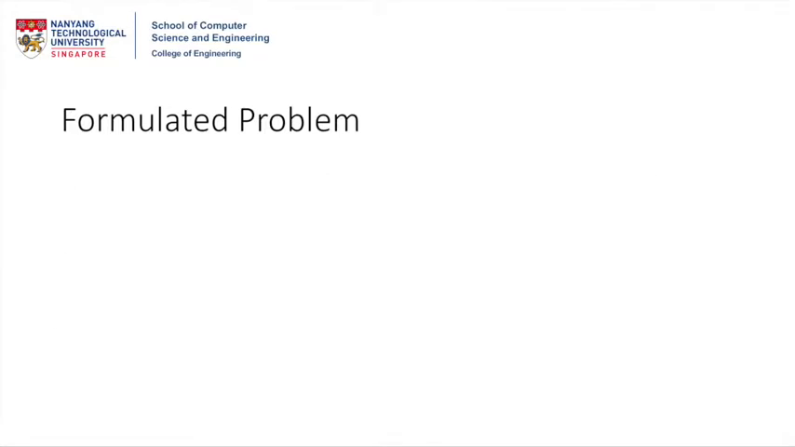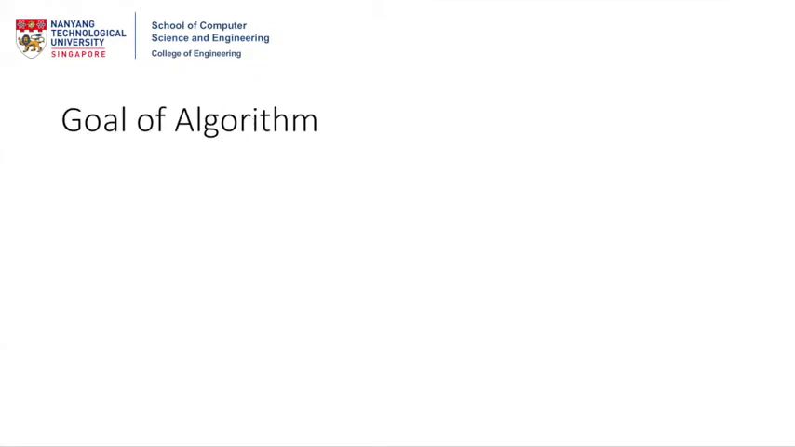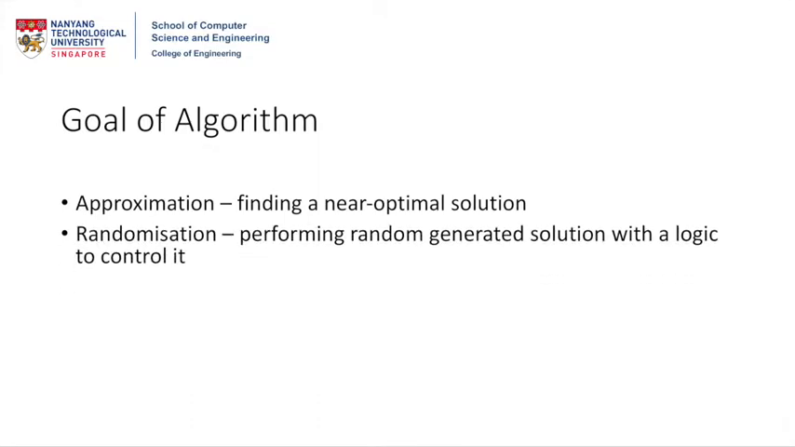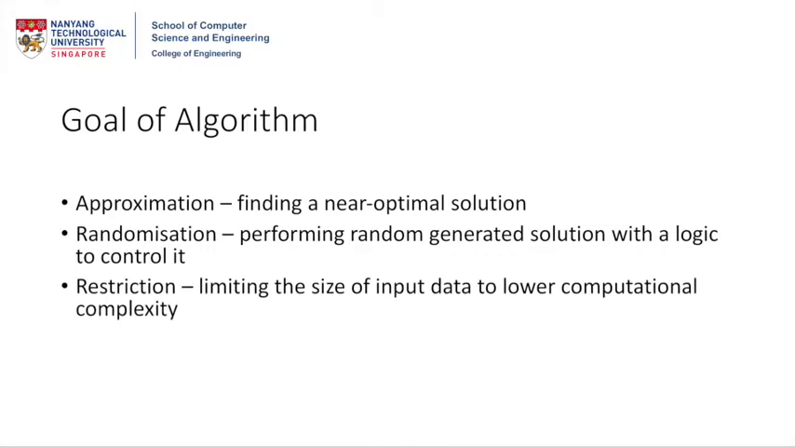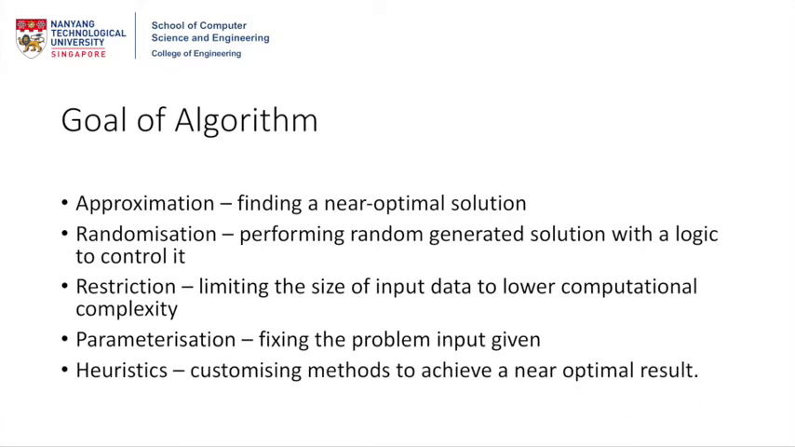Now, we look at the first algorithm, simulated annealing, to solve the faculty course allocation problem. Here is the formulated problem. The objective of this algorithm is to approximate a near-optimal solution, ensuring there is randomization done in the process, restricting the size of input data to ensure lower computational complexity, and to fix the problem with an input given by customizing methods to create a fair and intuitive heuristic.